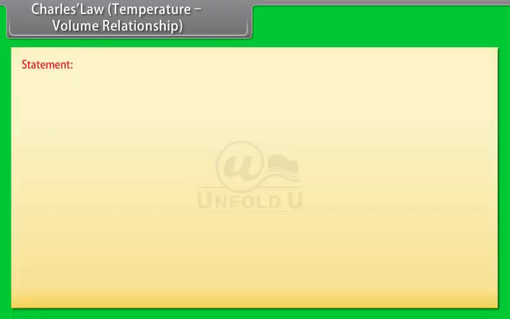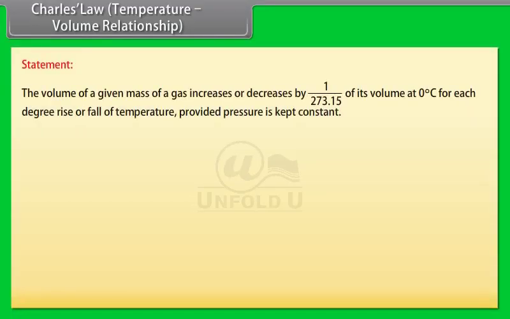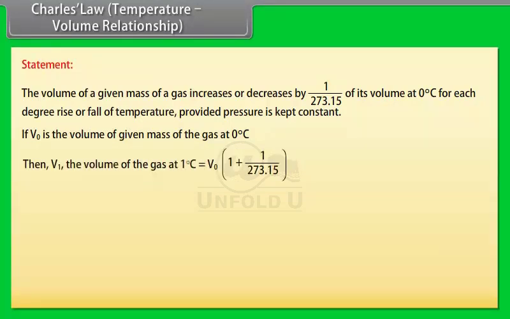Charles' law. Temperature-volume relationship. Statement: the volume of a given mass of a gas increases or decreases by 1 by 273.15 of its volume at 0 degrees Celsius for each degree rise or fall of temperature, provided pressure is kept constant. If V0 is the volume of a given mass of a gas at 0 degrees Celsius, then V1, the volume of the gas at 1 degree Celsius, is equal to V0 into 1 plus 1 by 273.15.